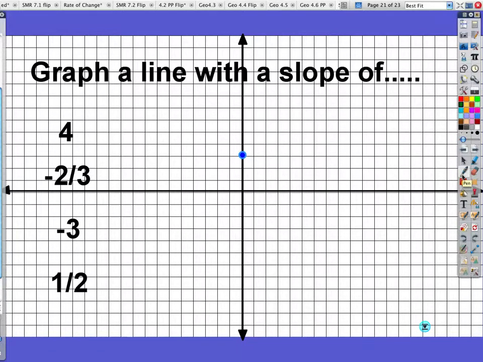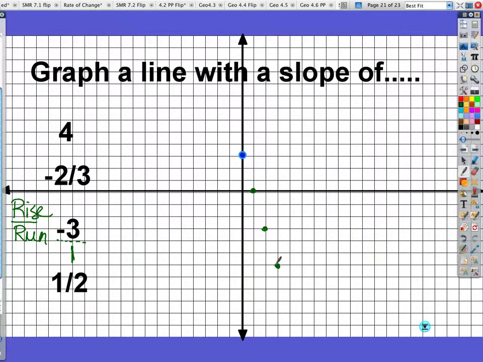I have a slope of negative 3. Once again, I have to do the rise over run. And you're like, I only have one number. Oh, but there is another number hidden right here. It's over 1. So from this dot, I rise negative 3, run 1.